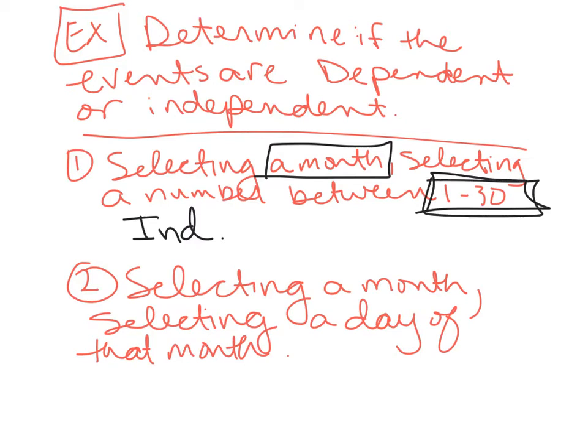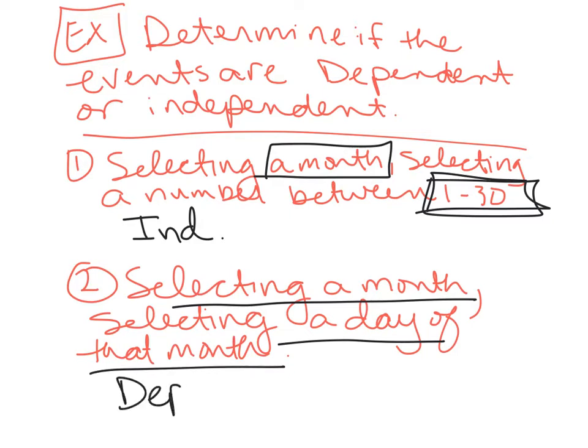Whereas selecting a month, then selecting a day of that month, these are dependent because I can't even select the day of the month without first selecting the month. So the likelihood of getting a specific date is dependent completely on what that first draw is.